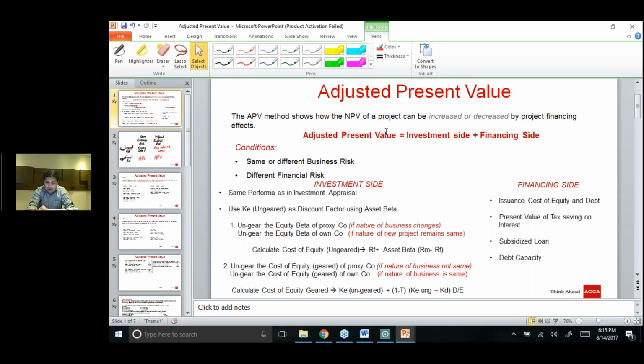In the APV method, we are going to divide the whole project cash flows into two sides. First one is the investment side and second one is the financing side. We will cover the first one, the investment side, first, then we will cover the financing side.